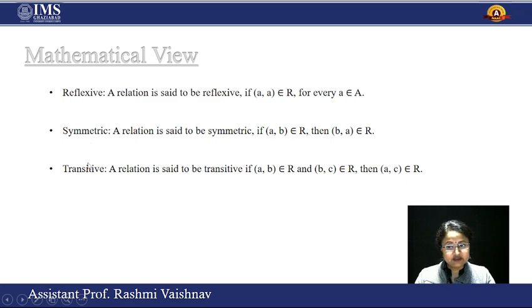Now, the third one, transitive. Transitive means we choose three elements simultaneously. A relation is said to be transitive if (a, b) belongs to R and (b, c) belongs to R, then we eliminate the common element b, and to finalize, we get (a, c), which also belongs to the relation. So all these are the three properties of the equivalence relation.